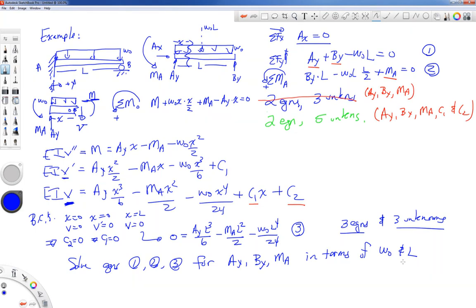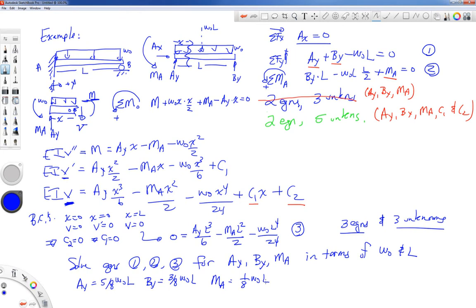Now, without going through the algebra, if we do that, let me write down the results. AY is 5/8 W naught L. Notice how they have units of force. BY is equal to 3/8 W naught L. And MA is going to be equal to 1/8 W naught L.